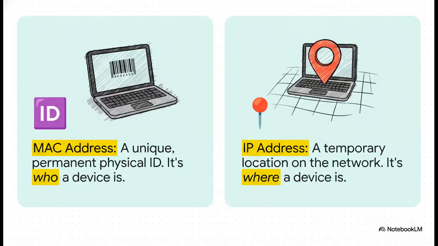To send anything, you need an address, right? Well, your devices actually have two of them. Think of the MAC address as the permanent, unique serial number of your device. It's who the device is. The IP address, on the other hand, is its temporary address on the network. It's where the device is right now. You absolutely need both to make sure the data gets to the right machine at the right location.